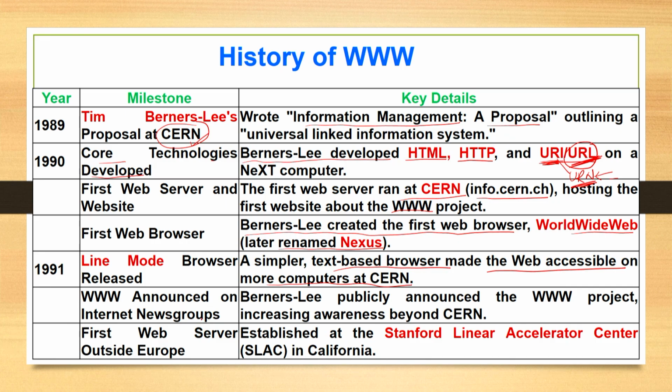WWW announced on Internet newsgroup. Berners-Lee publicly announced the WWW project, and it increased the awareness beyond CERN, and the first web server outside Europe was established at Stanford Linear Accelerator Center, SLAC, in California.